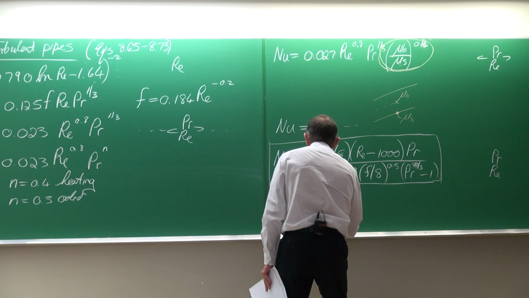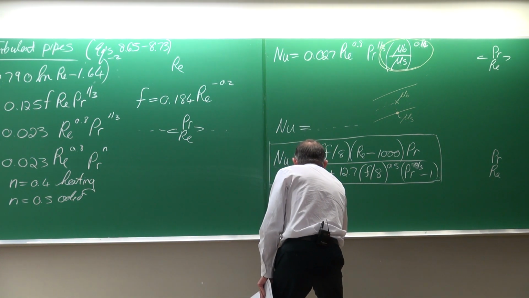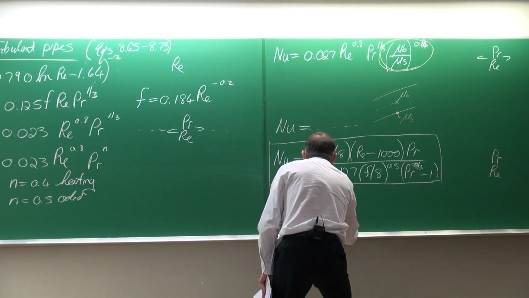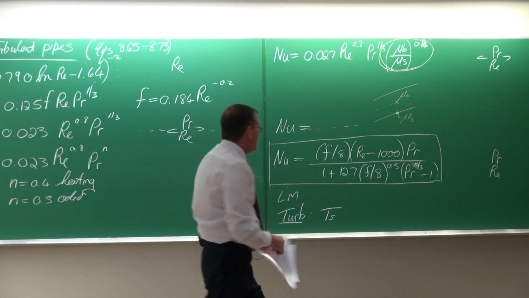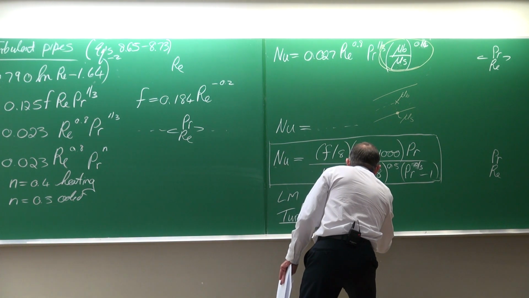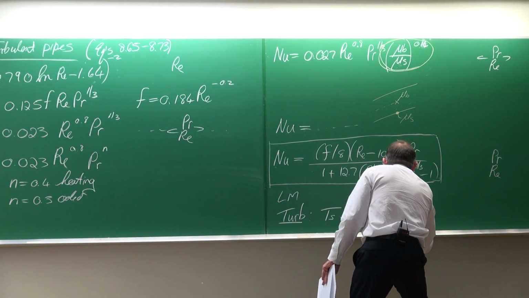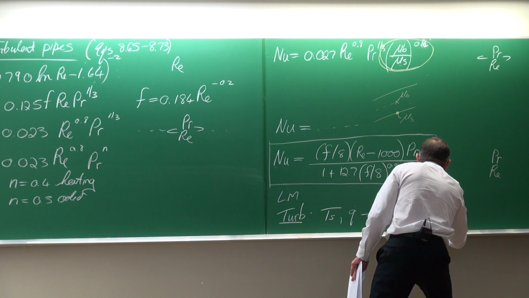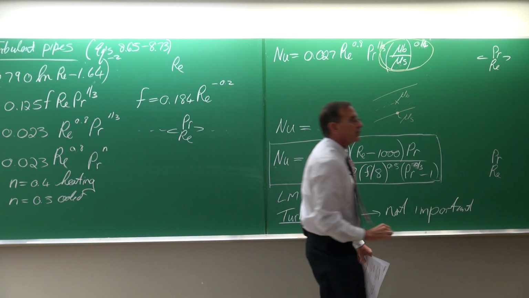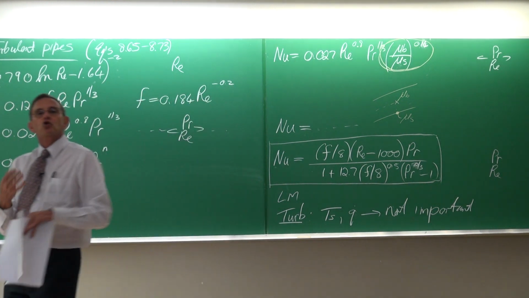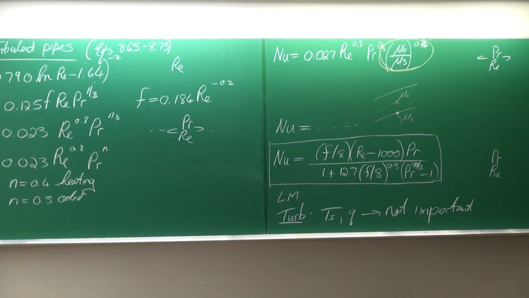But then there's a very important sentence there somewhere in the fine print. That sentence says that if the flow is turbulent, then the boundary condition of a constant wall temperature or a constant heat flux is not important. So how the heating or cooling occurs is not important if the flow is turbulent.